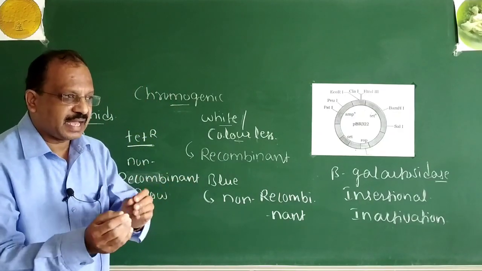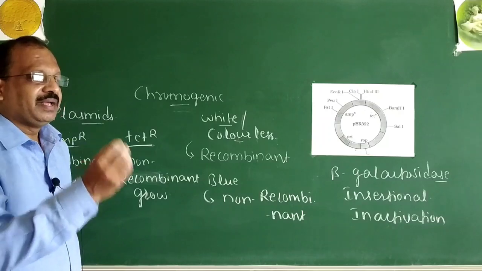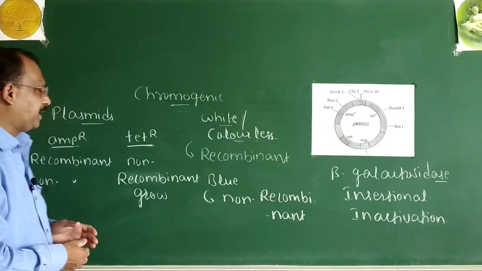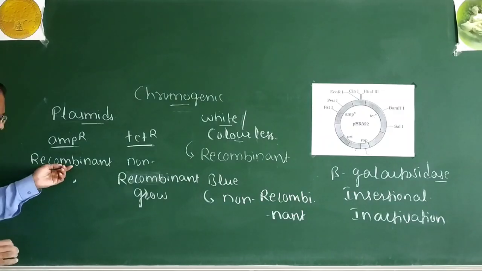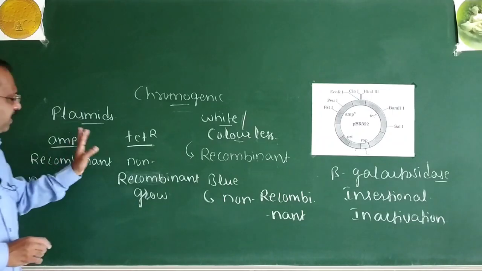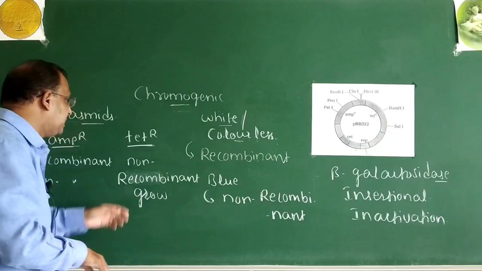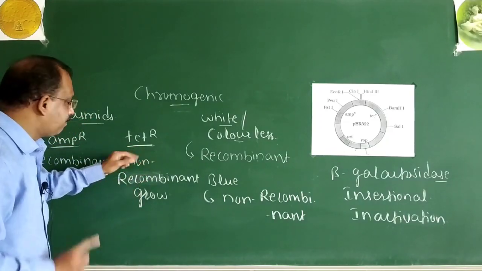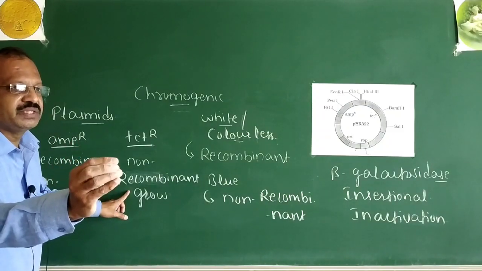It can be easily isolated from the non-recombinant. Look over how they are going to identify recombinant from the non-recombinant. When recombinant and non-recombinant are placed in a plate containing ampicillin, both will grow. When recombinant and non-recombinant are transferred to another plate containing tetracycline antibiotic, only non-recombinant will grow, recombinant will lose their life.